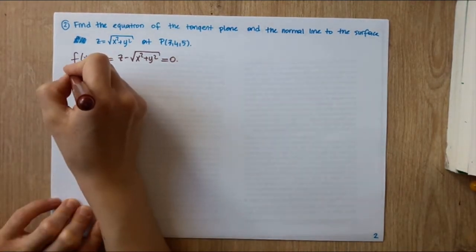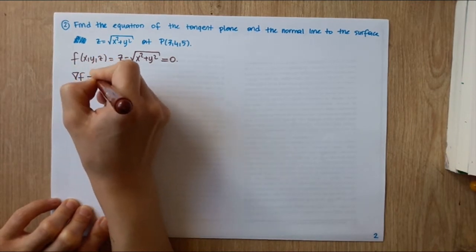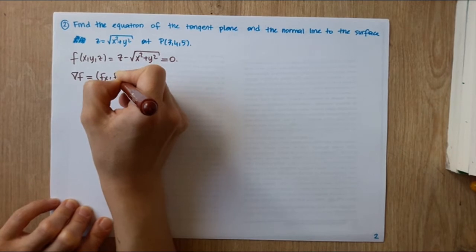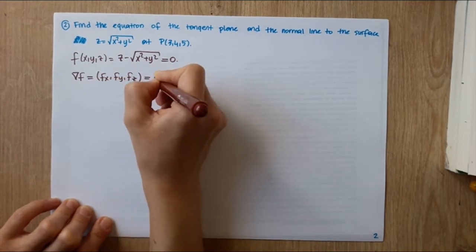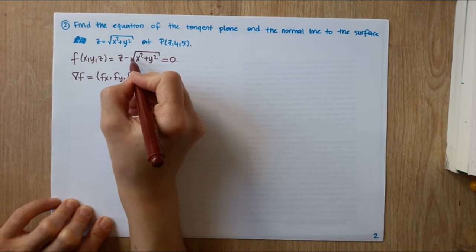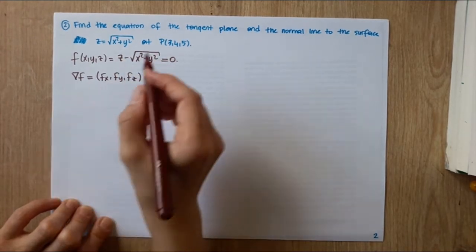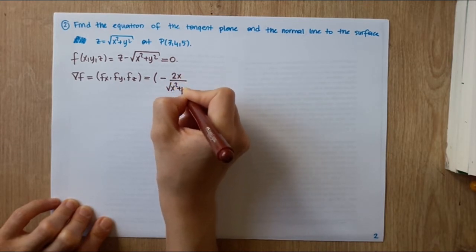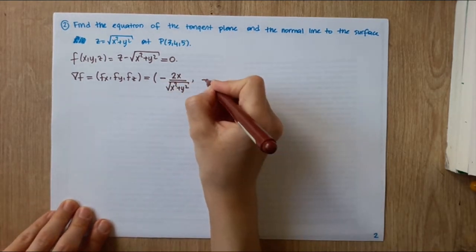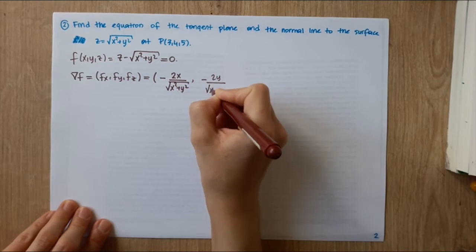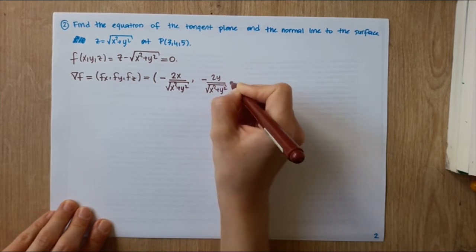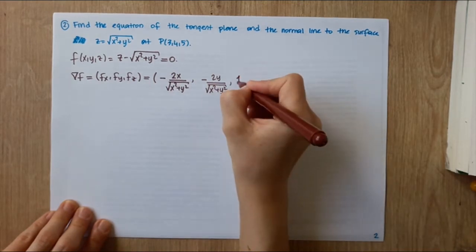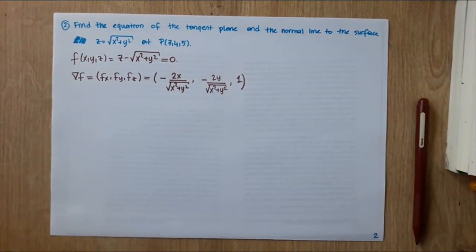Okay, now it's time to calculate the gradient of f, and it is f sub x, f sub y, and f sub z. So f sub x is the derivative of this term with respect to x, so it is minus 2x over the square root of x squared plus y squared. Okay, if you calculate it, you will obtain this result, and minus 2y over the square root of x squared plus y squared is f sub y, and the derivative of this function with respect to z is 1. Maybe I can show it here to you.